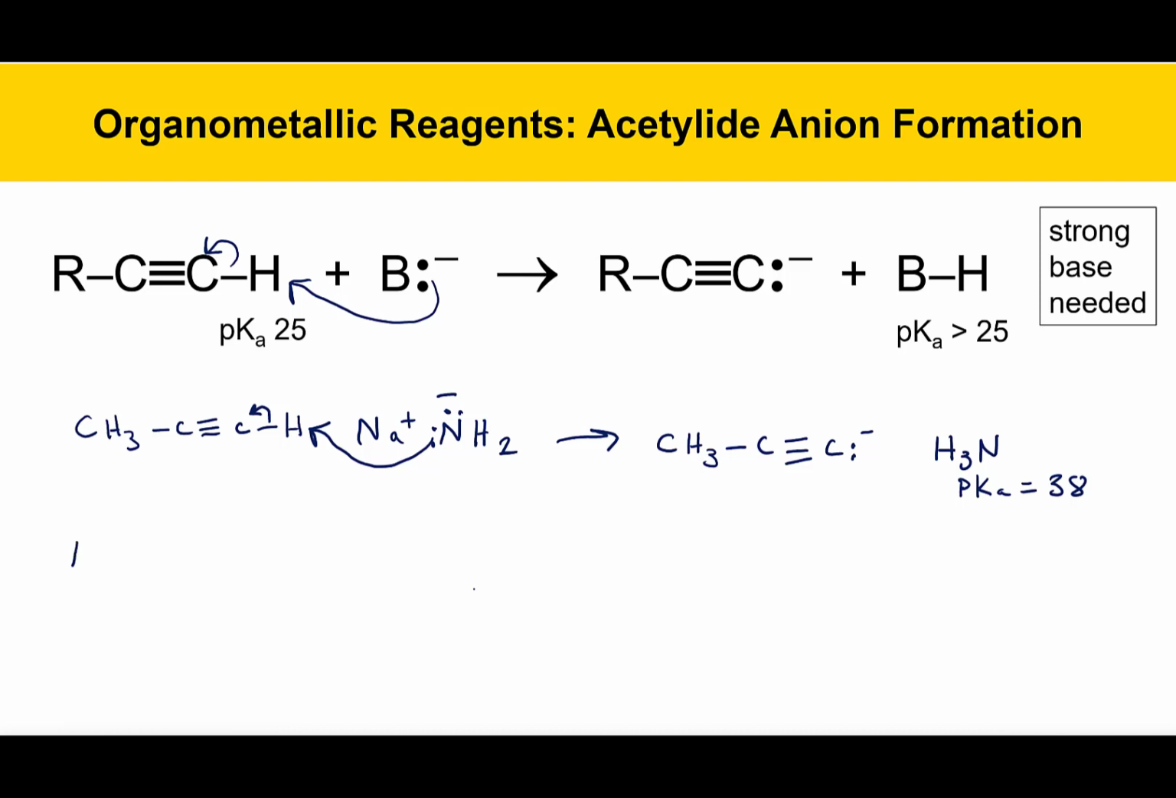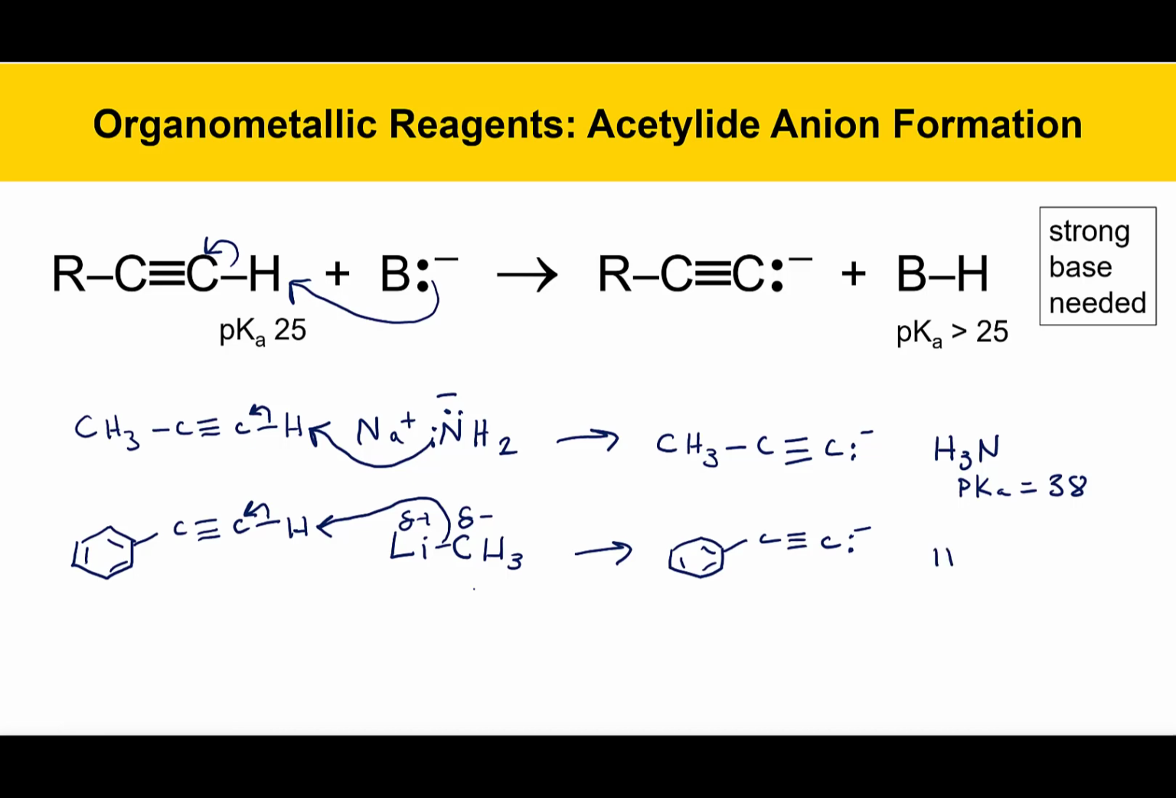In this next example, I'm going to show a different kind of terminal acetylene reacting with a different kind of base to form an acetylide ion. Here I've got the following terminal acetylene reacting with methyl lithium, which is a different kind of base. It's an organometallic compound where the methyl has a strong partial negative charge, which causes it to react with the terminal proton there and form a lithium acetylide. And here methyl lithium has a pKa value of 50. This is certainly a strong enough base to get the job done.